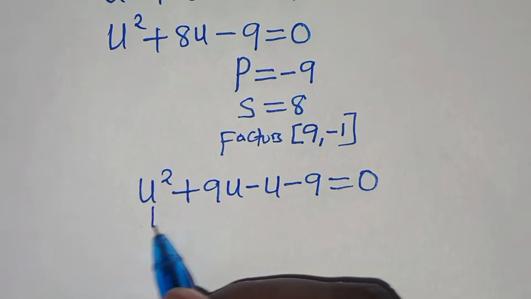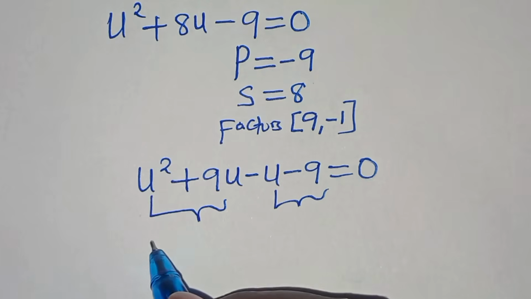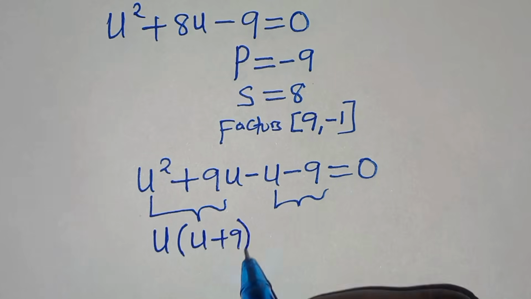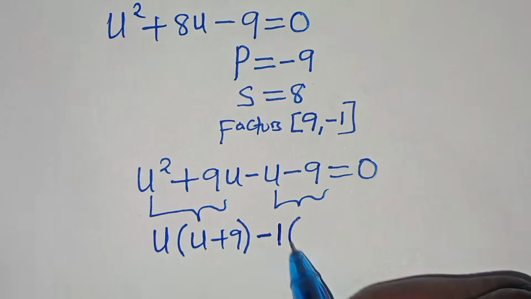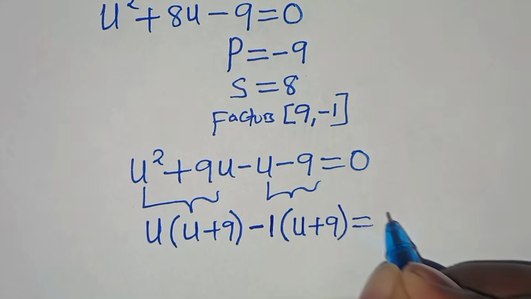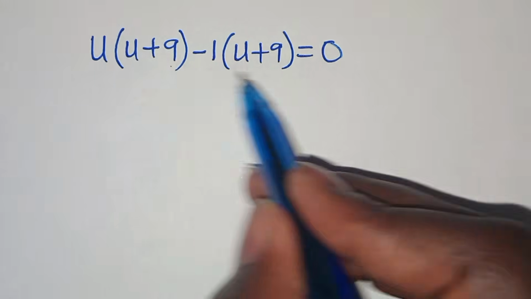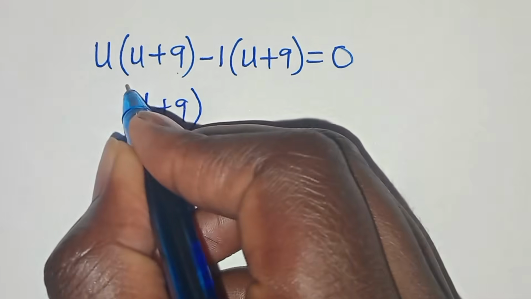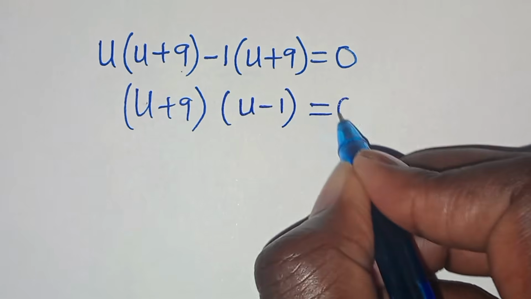So we have got two parts here. From the first part, u is common, so we can factor out u, so that we have u plus 9. Then subtract the second part here. 1 is common here, so we can factor out 1, so that we have u plus 9. This is equal to 0. So we have u plus 9 is common here, so we can factor out u plus 9. Then we have u subtract 1. This is equal to 0.